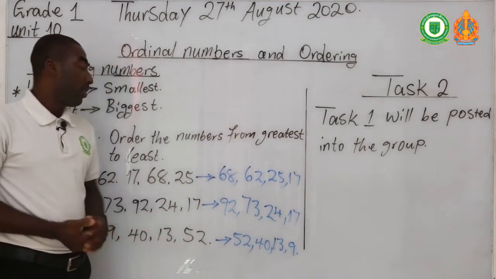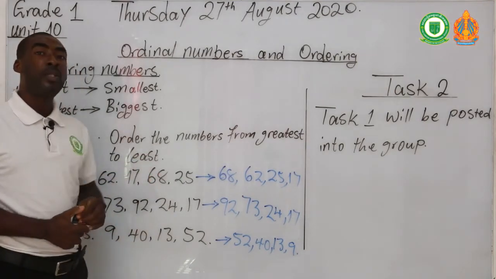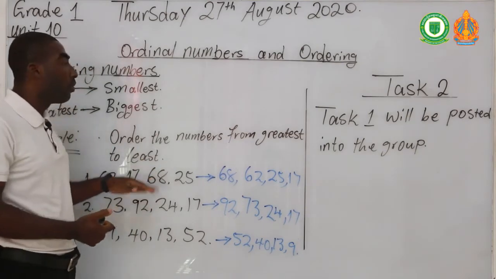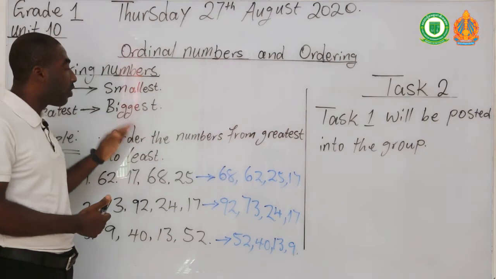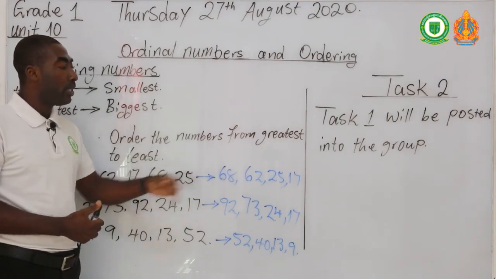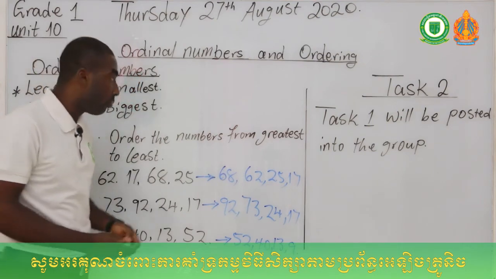Okay, so this is really simple, but the most important thing is always reading your instructions so that you know where to start and where to end. So this is about ordering. That means you are putting them in a particular arrangement that you are asked to do.